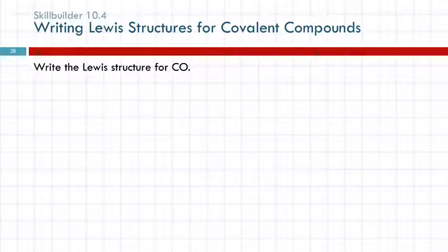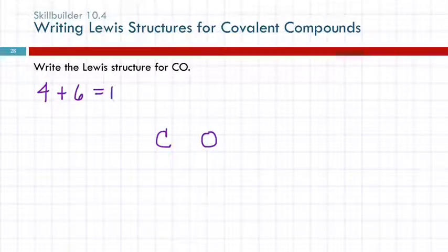Write the Lewis structure for carbon monoxide. So the first step is to figure out how do those connect? Well, this shouldn't be too tough because there's only 2 atoms. They must be connected to each other, right? So here's carbon and here's oxygen. They're going to be next to each other. Next, we need to figure out how many valence electrons do we have to work with. Carbon is in group 4, and so it has 4 valence electrons. Oxygen is in group 6. It has 6 valence electrons. We add those 2 together. We have 10 valence electrons.